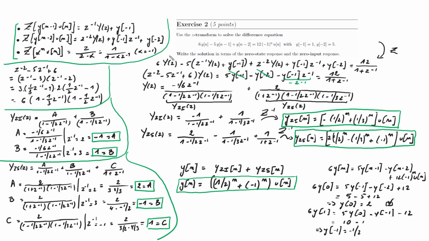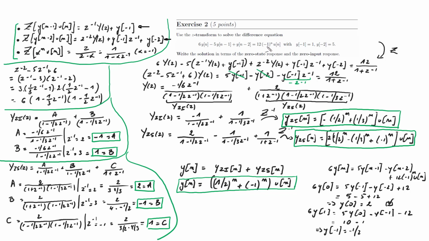Of course, here it's very simple, 6 times Y of z. Here we have the signal shifted one time, so we have to use this one. Don't forget the parenthesis over here. And then here we have the z transform of the signal shifted twice to the right, so we use this expression over here, as you see. And here we have the z transform of this signal over here. We have everything that we need.